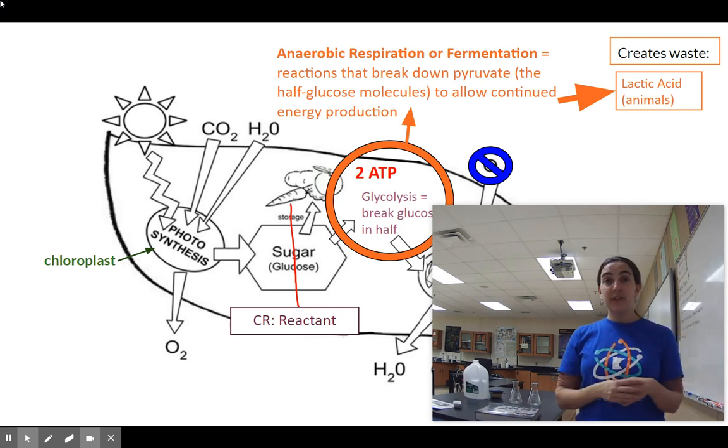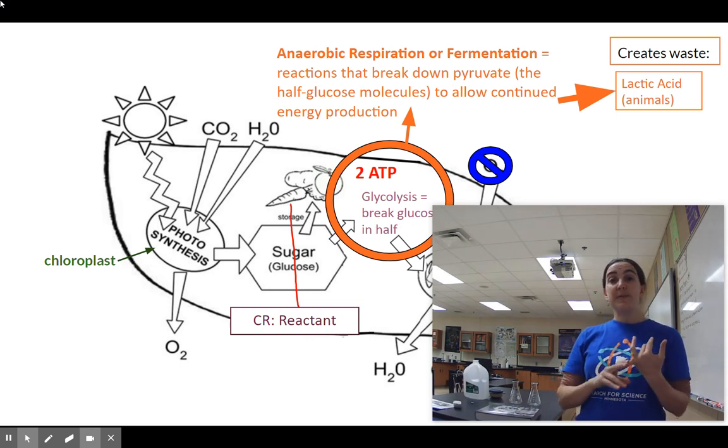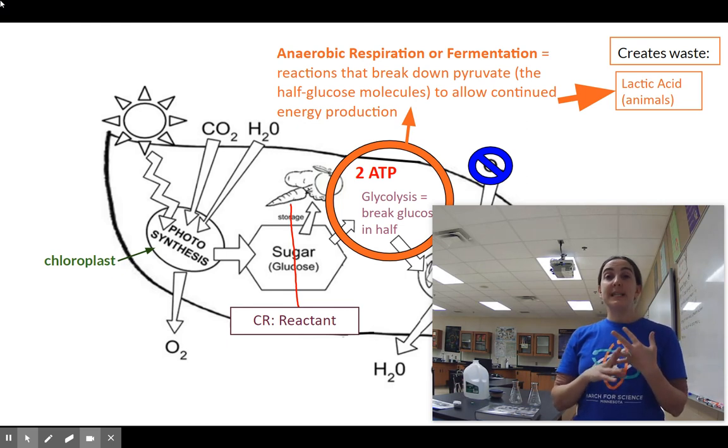Now we're going to look at another demonstration that'll show you a different type of fermentation that's done by some types of bacteria and also by yeast cells. So I'm going to move the camera once more so that you can see me set up this demonstration, and then we'll talk about what's happening there.